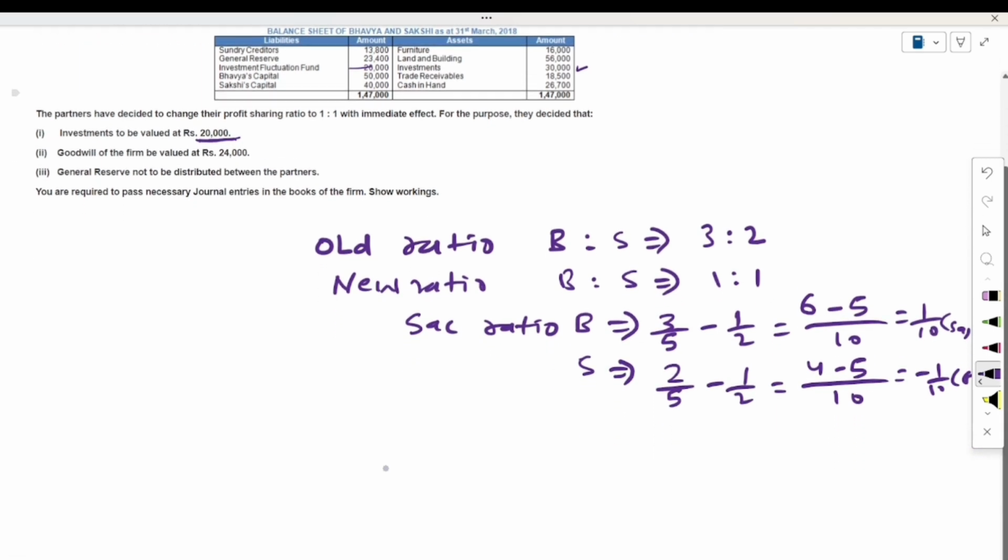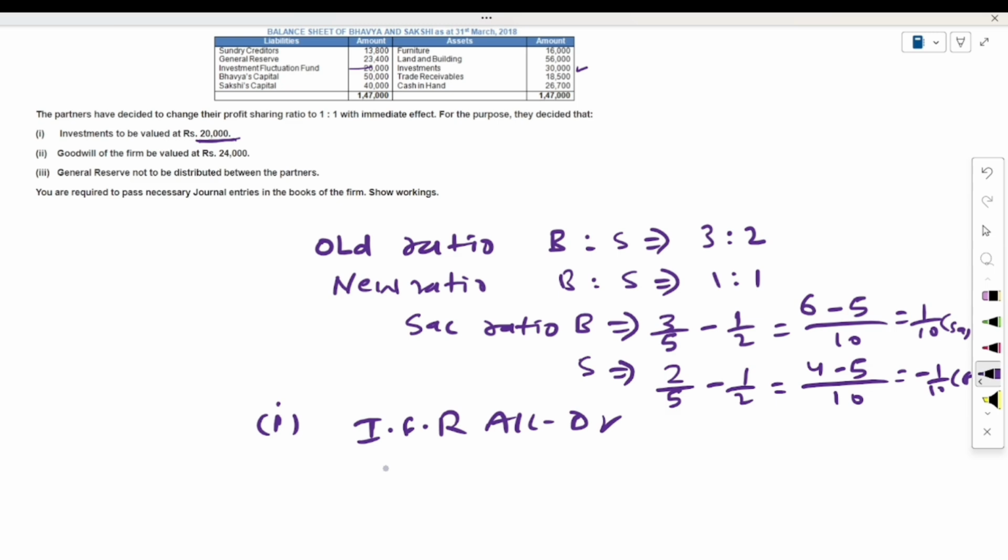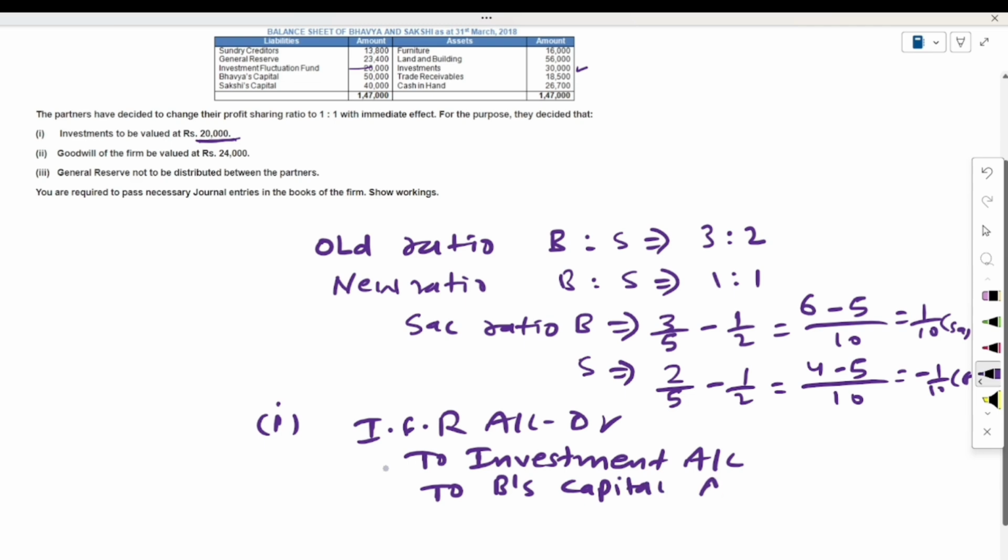Then what entry will we pass? The first entry we will pass is investment fluctuation reserve account debit, to investment account, to partners' capital accounts, because the remaining balance will be adjusted with the partners. So B's capital account, to S's capital account.